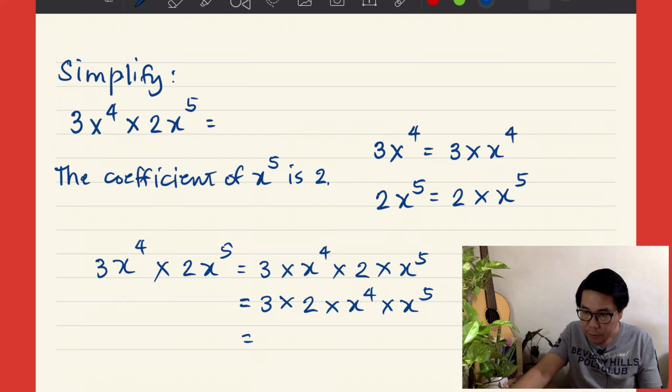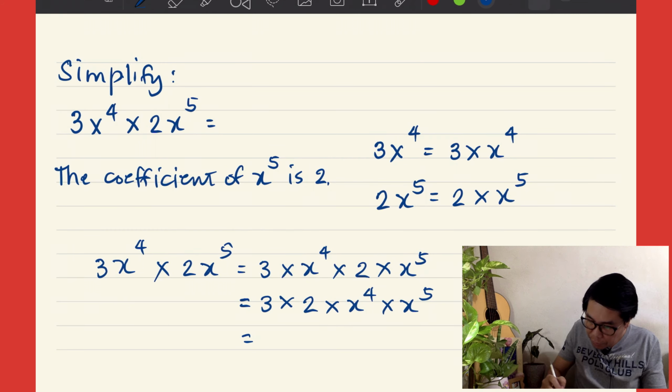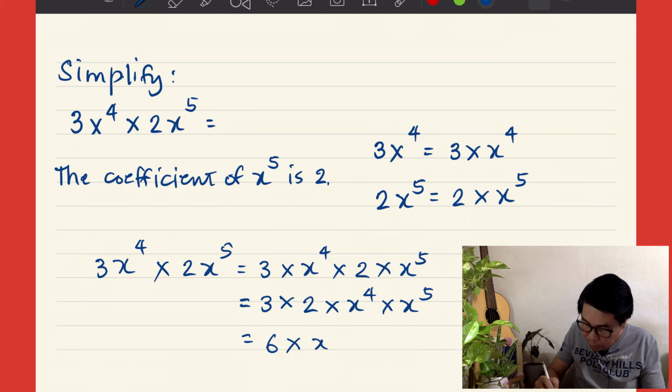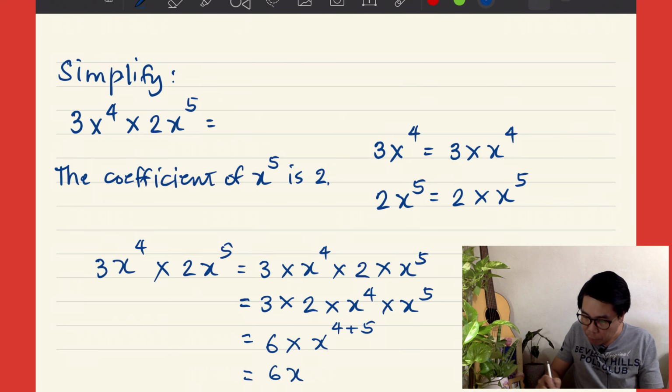Then 3 times 2 is 6, and then x raised to the power of 4 plus 5, which is equal to 6x to the power of 9. So that is now our answer.